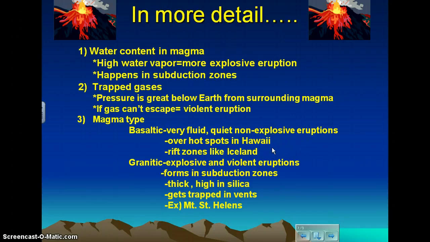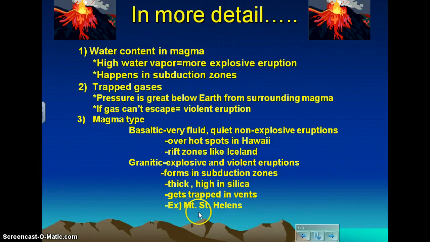Many of these types of eruptions happen in Hawaii over hotspot areas, or where there's a rift zone, an area where the plates are moving apart, in Iceland, that makes it a slow eruption. If eruptions are explosive, it has a thicker kind of magma called granitic, and that makes it explosive and violent. And these tend to happen where the plates are moving together and there's a subduction zone. And the type of magma is very thick and gets trapped and tends to make it more explosive.